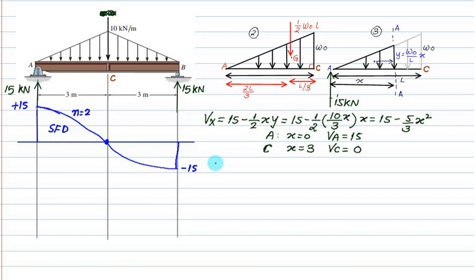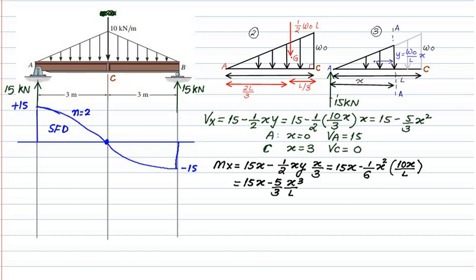Now we'll calculate the moment about point x. So Mx equals 15x minus 1 by 2 xy into x by 3. Substitute in this and check what answer comes. So 15x minus 1 by 6 x square into 10x by L. This will be solved further. Finally we have the moment as 15x minus 5 by 3 x cube by 3. If it is simply supported, is the moment at A and B always 0? And where the shear force is 0, the bending moment is maximum. So we have shear force at point C equal to 0. So at C, x equals 3, and we'll find out the maximum bending moment.